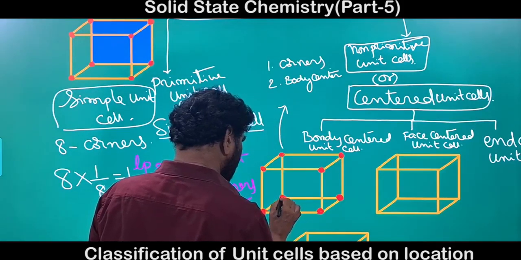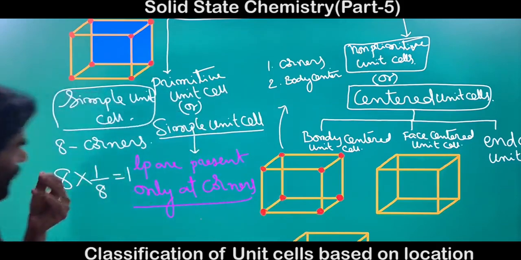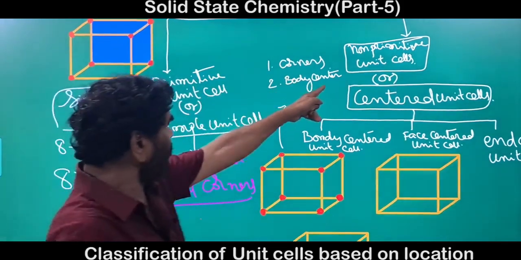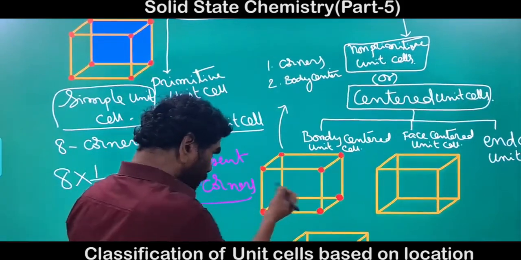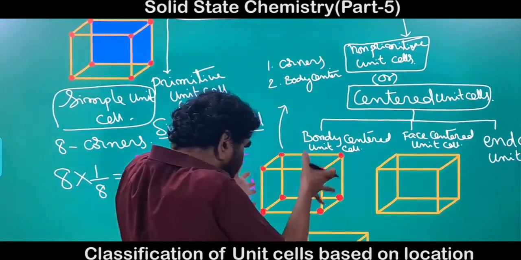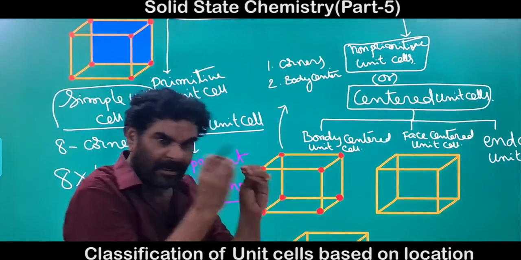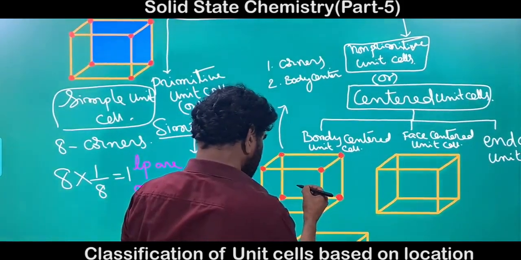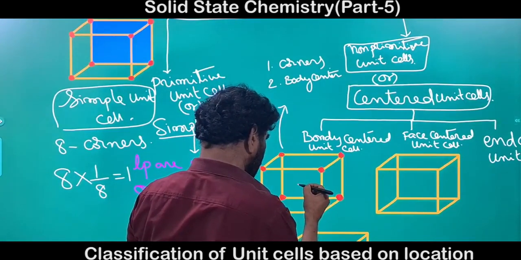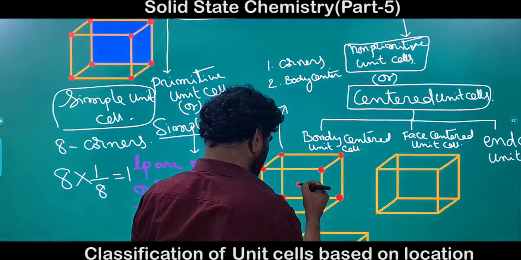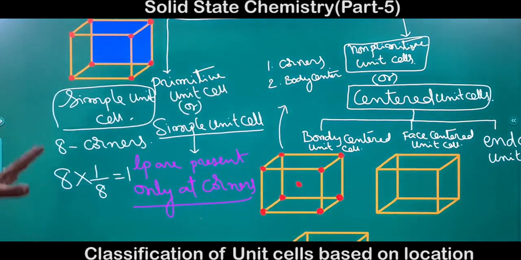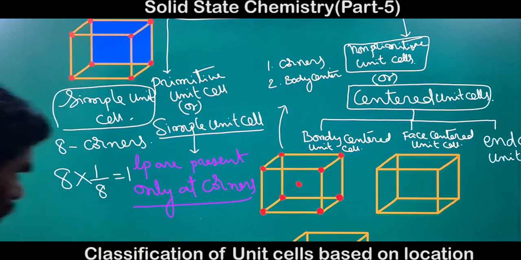Unit cell, 8 corners. And along with that, there is the body center. So I have to write the word body center: within the box, at the center of the space, this is the center of the cube. Body center.